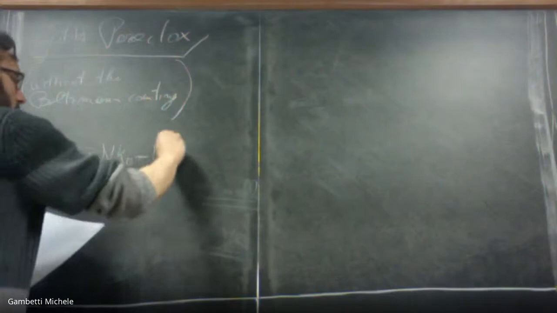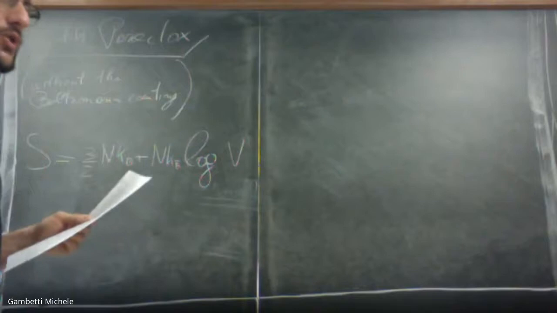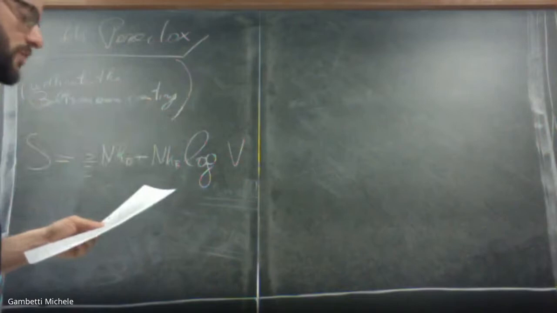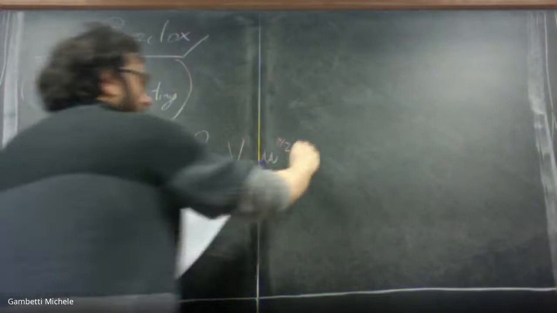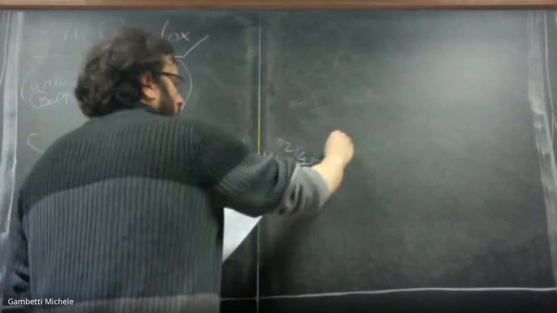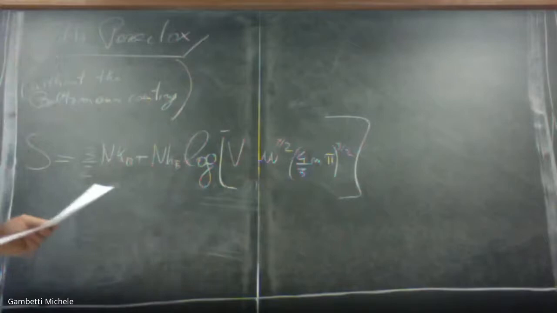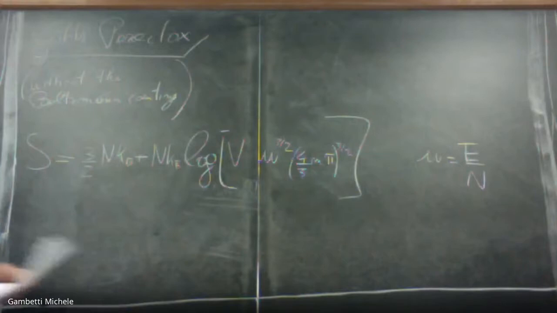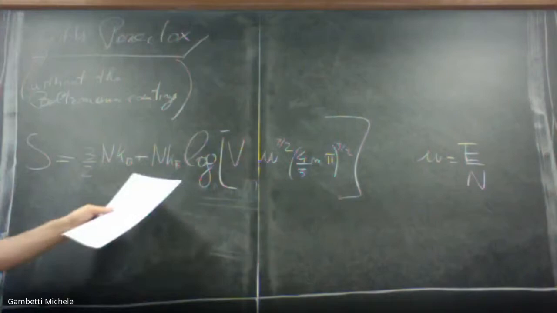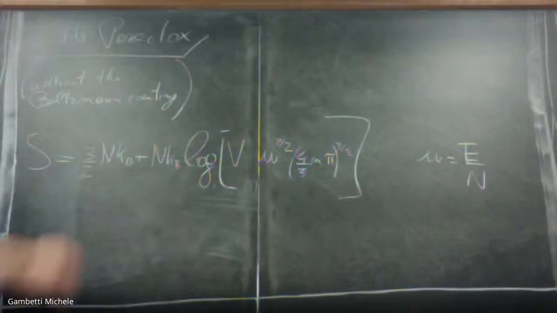And the formula for the entropy was the following. It is N k_B, the logarithm, here I have just the volume. Here I can express the temperature as a ratio of energy and number of particles. We wrote it also in this form. So I have u to the power of 3/2, then I have a 4/3 and π to the power of 3/2, where u is the energy per particle, the energy divided by the number of particles. Okay? Let me check if I have everything there. So volume, yeah, this guy here, yeah. So this was the formula without the Boltzmann counting, okay?